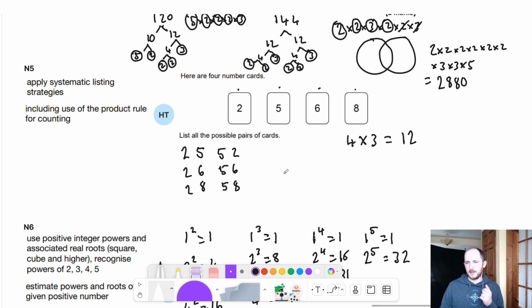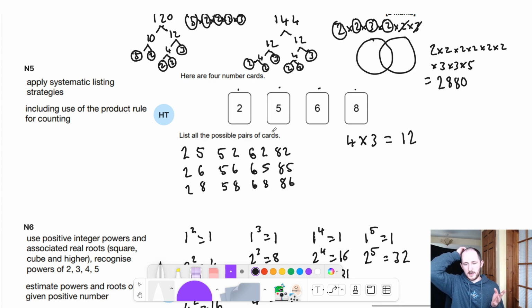Then we have 6 and 2, 6 and 5, 6 and 8. And then you have 8 and 2, 8 and 5, 8 and 6. There is one other exception, which is essentially where they may have a selection of coins. Like someone has 2 20p coins, 3 50p coins, and a pound coin. How many different totals can they get? Then, of course, getting a 50 and a 20 is the same as getting a 20 and a 50. So you would have to discount that as well.